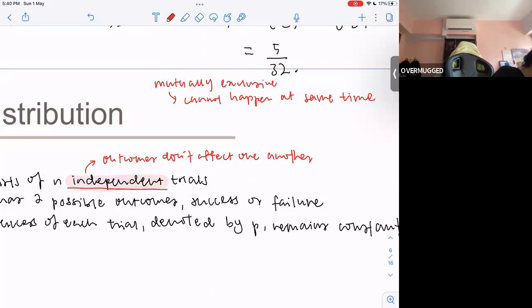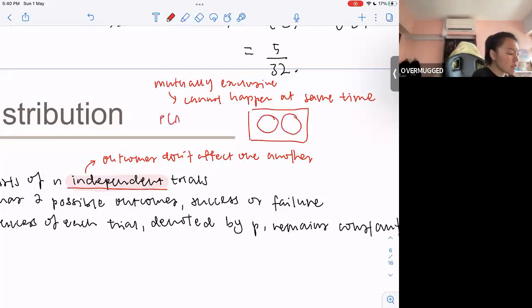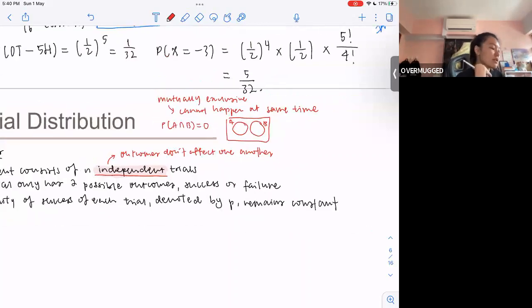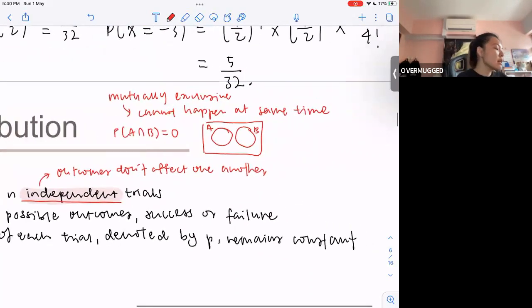If you look at a mutually exclusive Venn diagram, it will look like this. There's no overlap, so the probability of A intersecting with B is just going to be 0. So they cannot happen at the same time. An example: you cannot be in the bus and at home at the same time. That's impossible, so those are mutually exclusive events. They can never happen together.